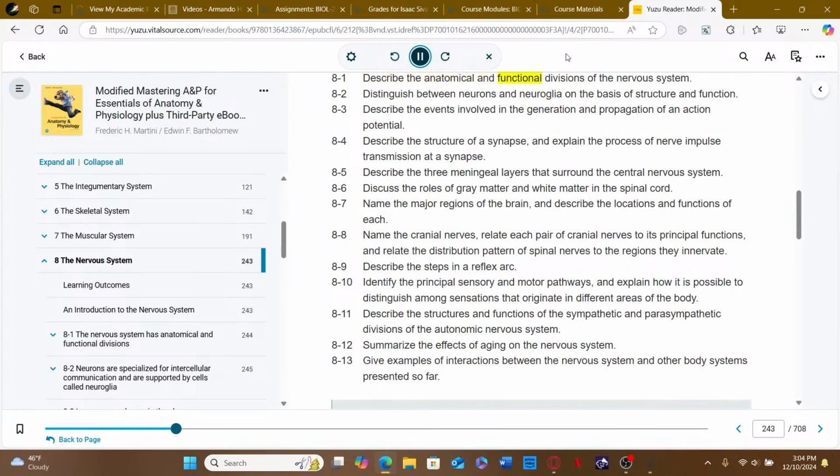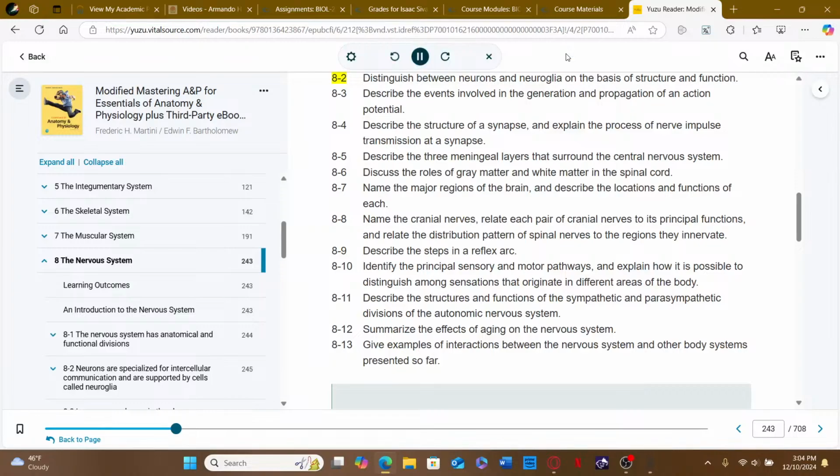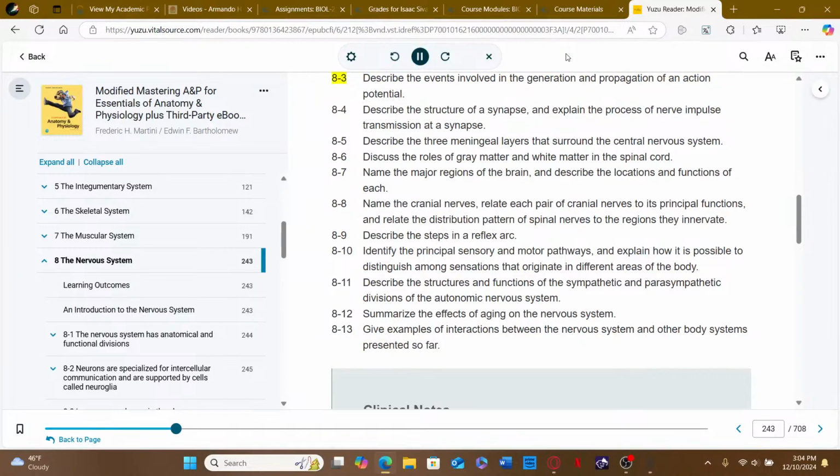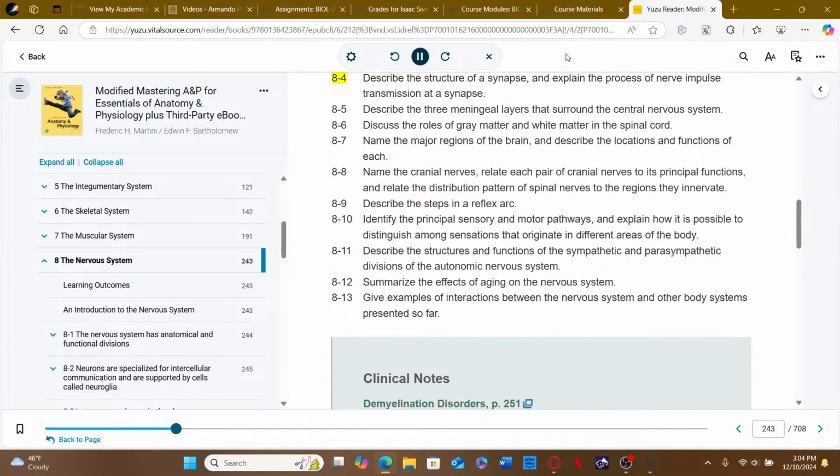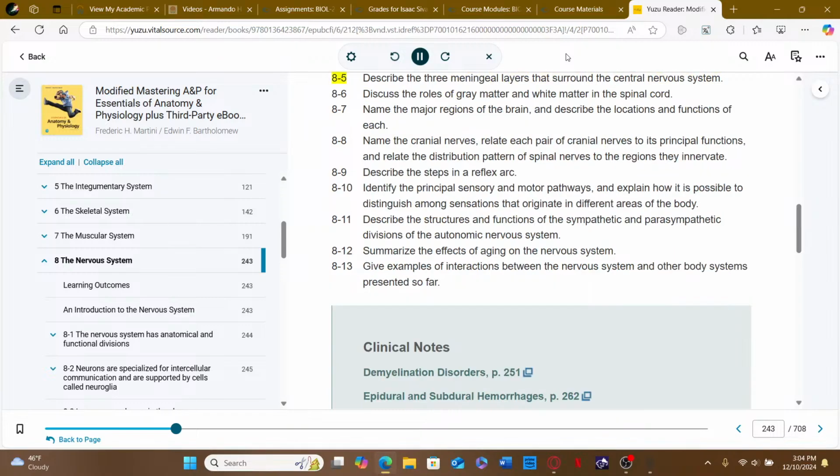8-1 Describe the anatomical and functional divisions of the nervous system. 8-2 Distinguish between neurons and neuroglia on the basis of structure and function. 8-3 Describe the events involved in the generation and propagation of an action potential. 8-4 Describe the structure of a synapse and explain the process of nerve impulse transmission at a synapse.